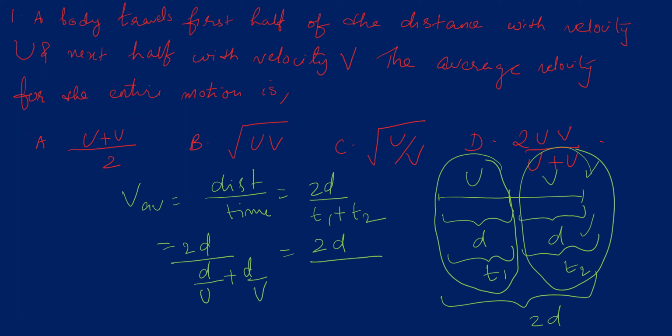We can write the equation as d into (1 by u plus 1 by v). We can take the LCM and rewrite the equation as 2 into uv divided by u plus v. So the correct option is option D.